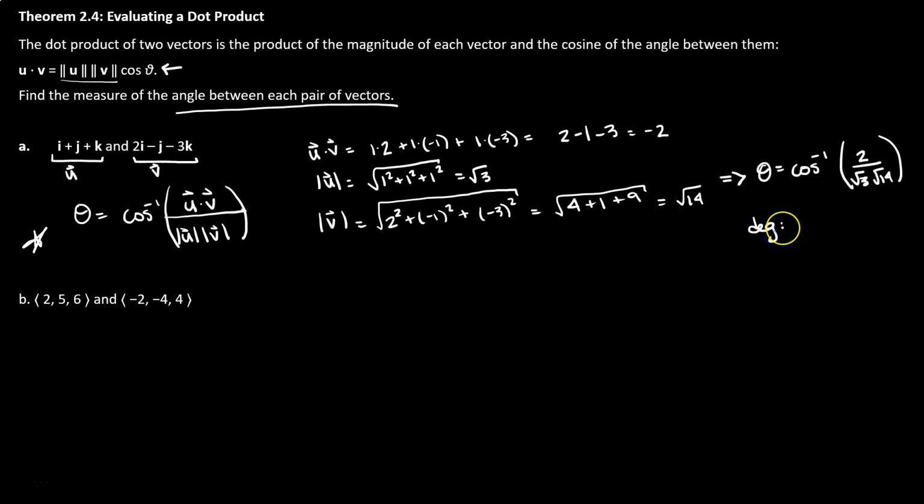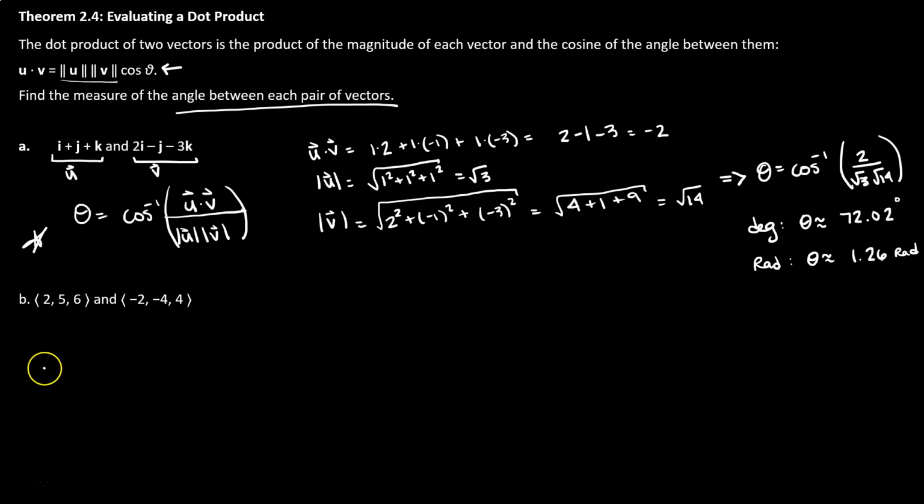So in degrees, theta is approximately equal to 72.02. And if I were to switch my mode into radians, theta would be approximately equal to 1.26 radians. So depending on the application, you would need to pick the appropriate mode for your calculator.